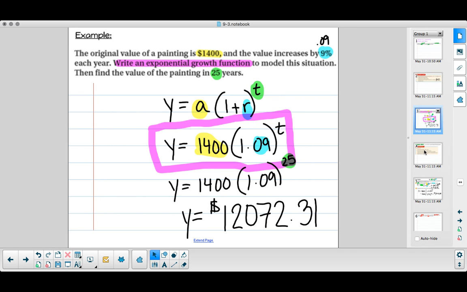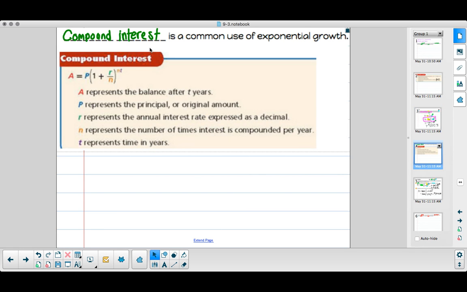Another type of exponential growth is compound interest. We learned about compound interest in 7th grade, but we did more basic problems last year. This year, we're going to add a little bit to the formula. Compound interest, hopefully you remember, is a common use of exponential growth. There's simple interest and compound interest. Compound interest grows much quicker because it is exponential. Simple interest is linear, so it does not grow as fast.